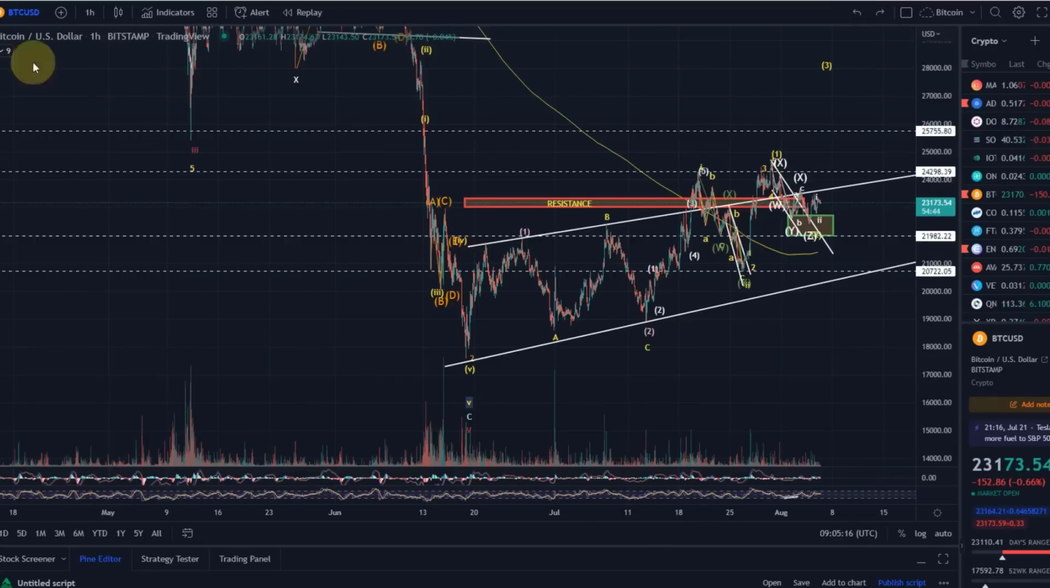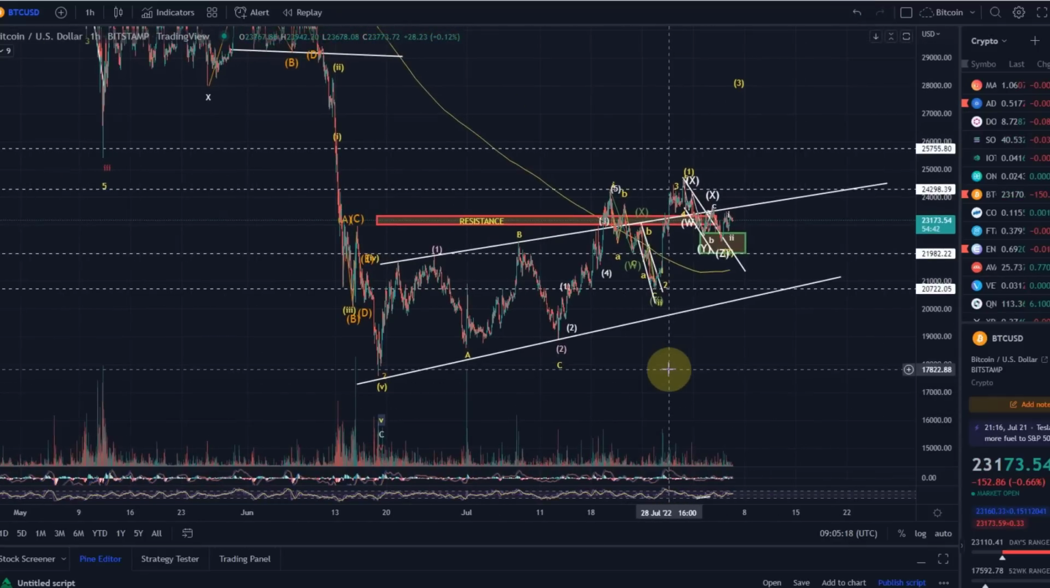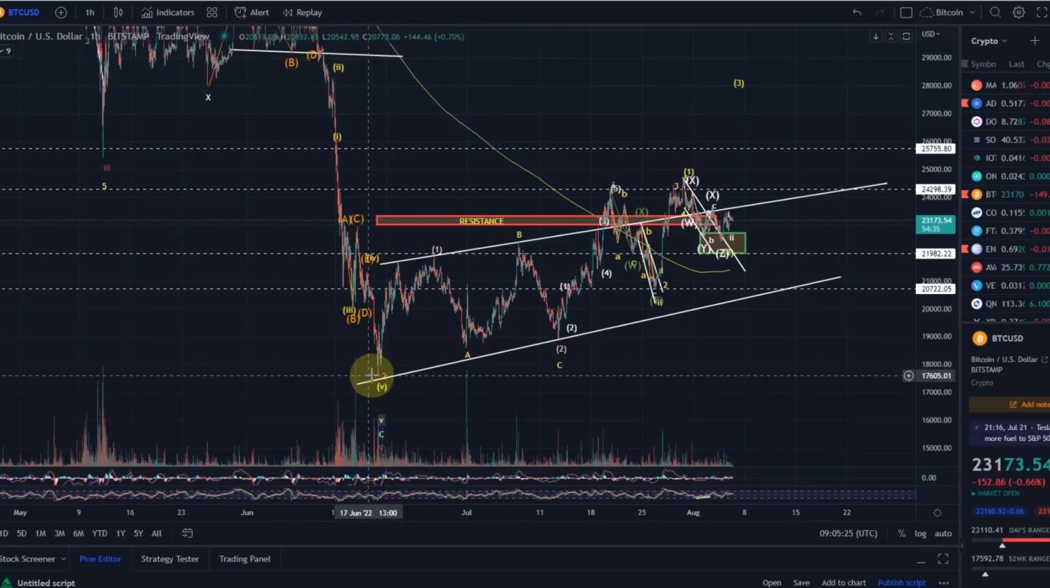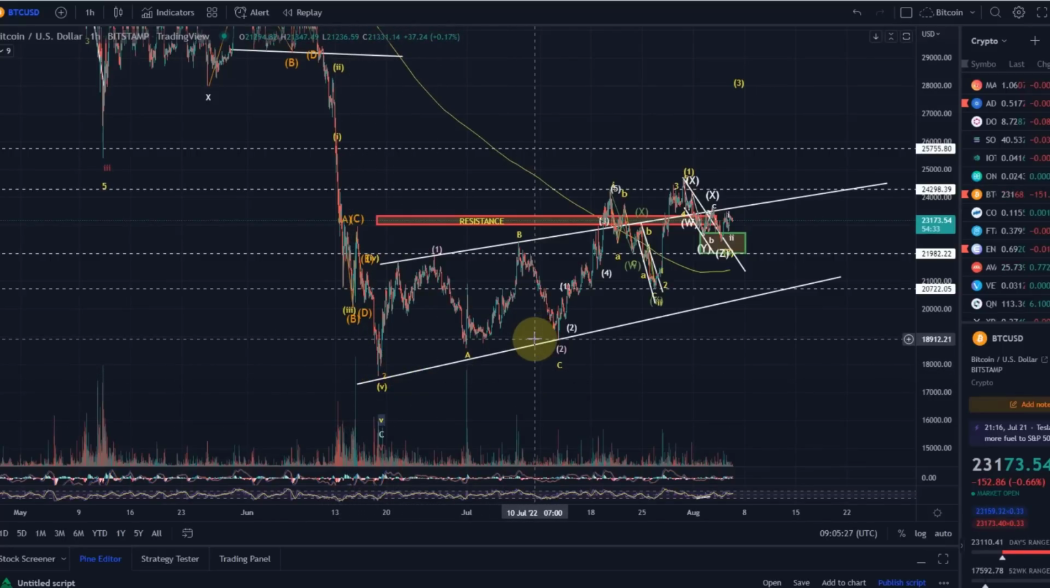All right, this is the bullish scenario. The bullish scenario assumes that we have seen the low already and that we are going to hold the 17,600 level. Very important to hold is the $18,900 level, and more in the short term to hold the 20,700.